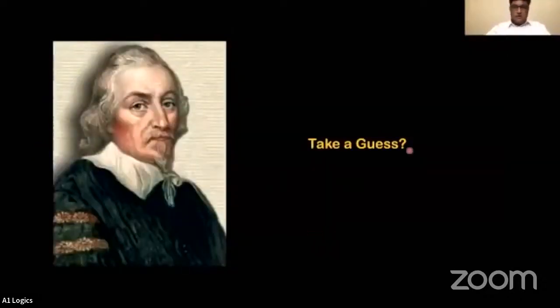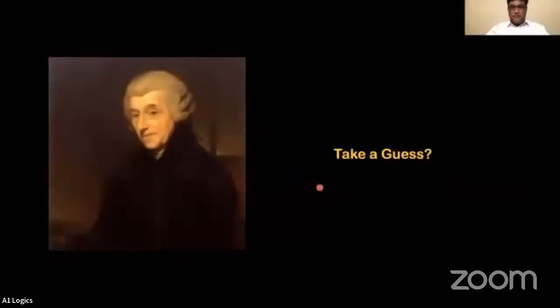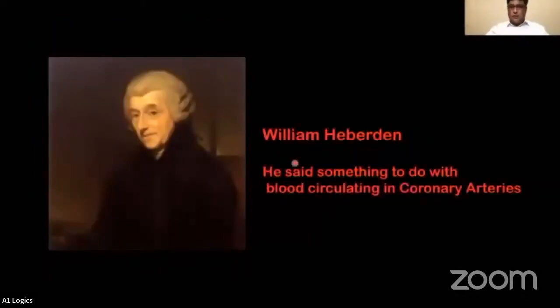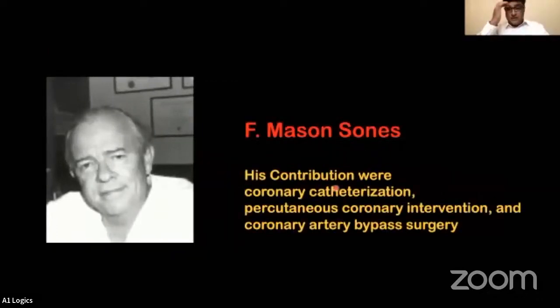Now, who is this gentleman? He is William Harvey. His greatest achievement was the demonstration of the circulation of the blood. And this gentleman is William Hauden. He said something to do with the blood circulation in the coronary arteries. And take a guess, who is this gentleman? He is Mason Sones. His contributions were coronary catheterization, percutaneous coronary intervention, and coronary artery bypass surgery.